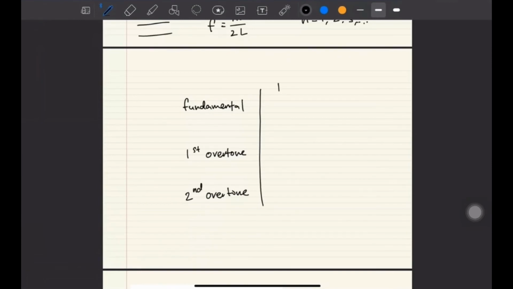So, kalau kamu ada case yang number 1 and number 2 tu, stretch string dengan open pipe, close pipe, yang fundamental dia n sama dengan 1, and n sama dengan 1. First overtone, nama dia first tapi n sama dengan 2. The second overtone n sama dengan 3, n sama dengan 3. Basically you have to add 1. And then untuk yang tengah-tengah ni, fundamental is n equals to 1. Tapi sebab dia odd number, n sama dengan 3, n sama dengan 5.